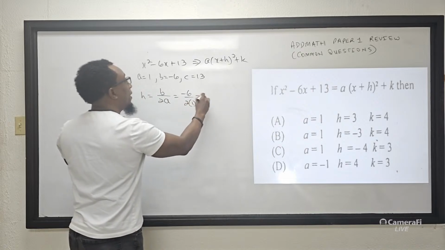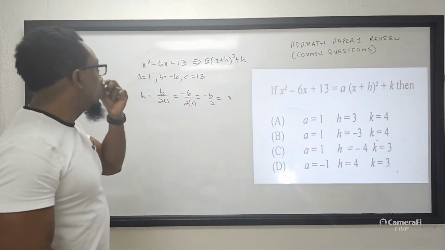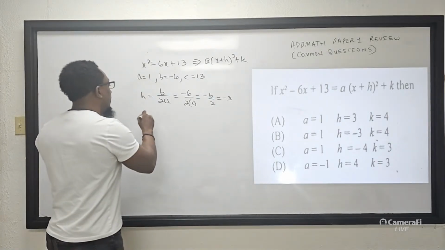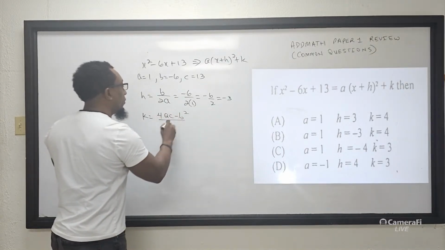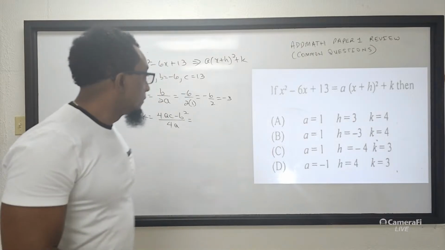I'm replacing a with 1. Negative 6 over 2 gives me negative 3. So I know h will be equal to negative 3. And k will be 4ac minus b squared all over 4a. So I'm using that formula to help me to find k.